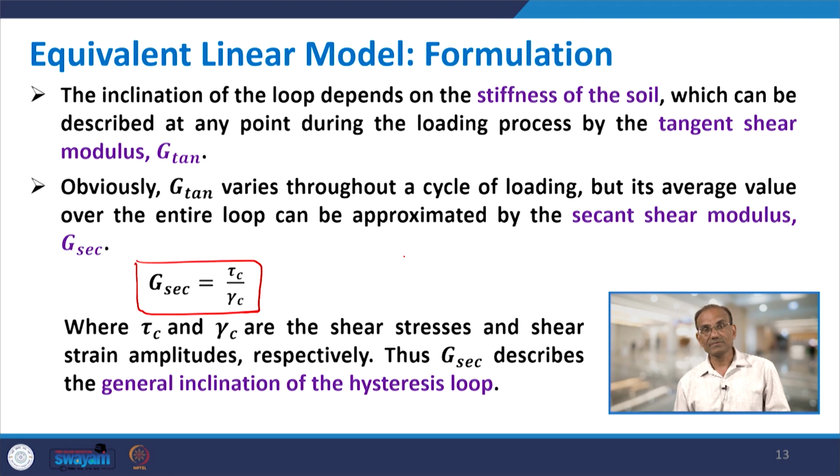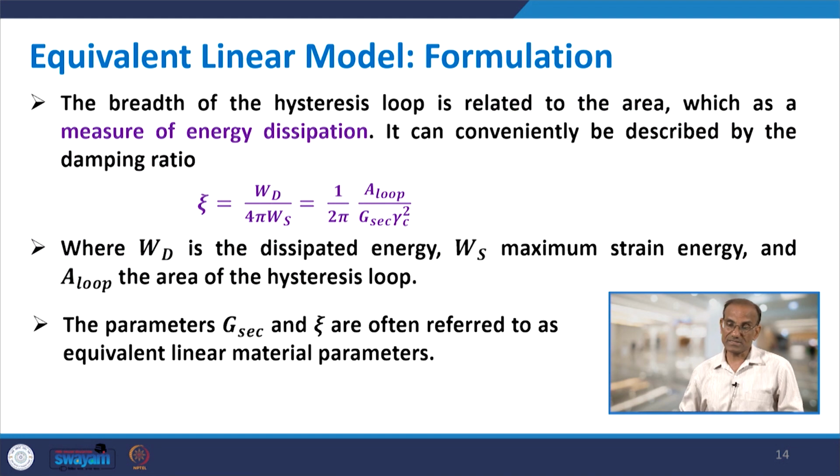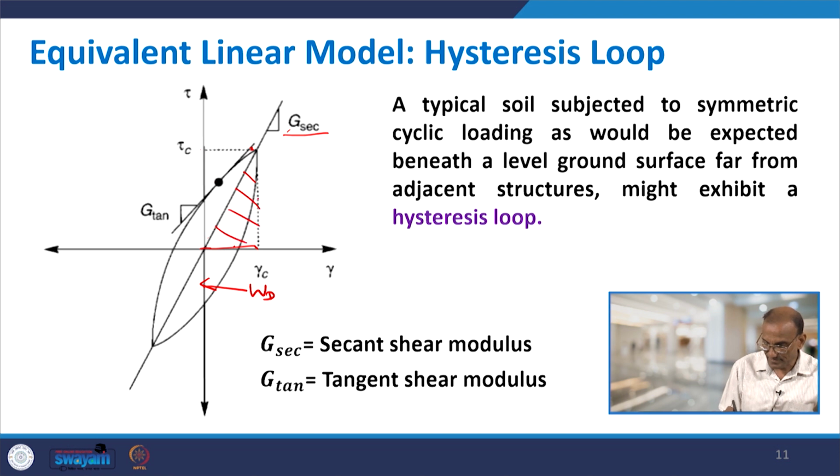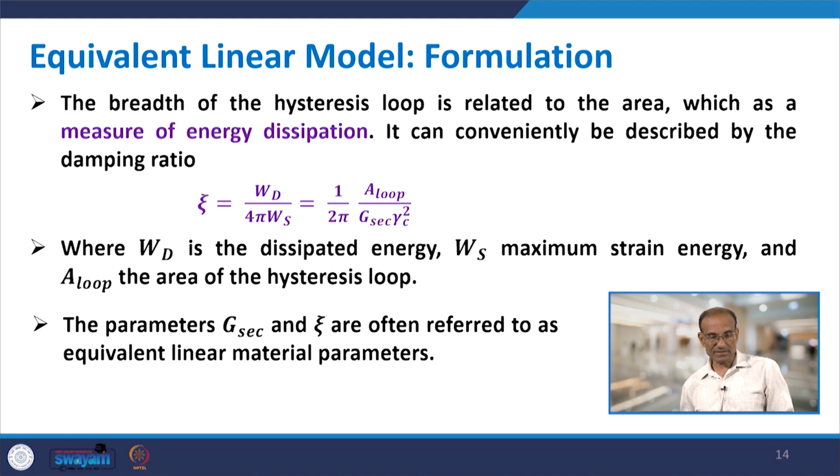Now, the second parameter, which we say is breadth, for determining the breadth of the hysteresis loop, is related to the area, which is a measure of energy dissipation, and it can be conveniently described by the damping ratio, where the damping ratio is defined as WD divided by 4 pi Ws. What are WD and Ws? In this loop, the complete area of the loop is WD, while Ws is the strain energy stored in this triangle, the area of this triangle. So, WD divided by 4 pi times the area of this triangle will give you the damping ratio.